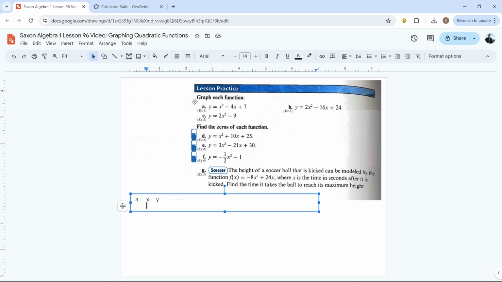Hey, algebra students, in this lesson we are going to be graphing quadratic functions. And you're going to notice that some of the problems are going to have little pictures of graphing calculators next to them, like these ones. Anytime you see that picture, you're allowed to use a graphing calculator or a graphing program like Algebra to solve that problem.